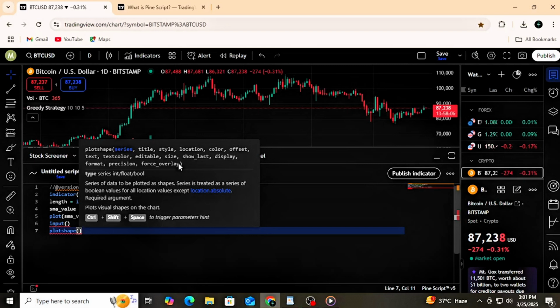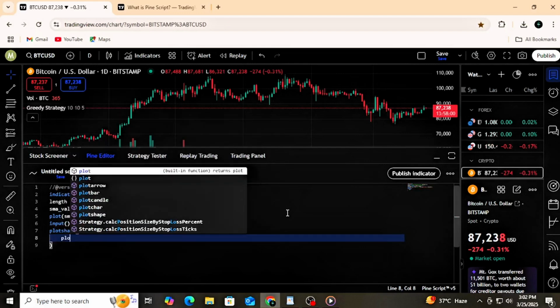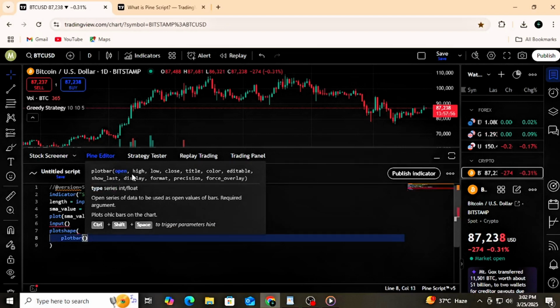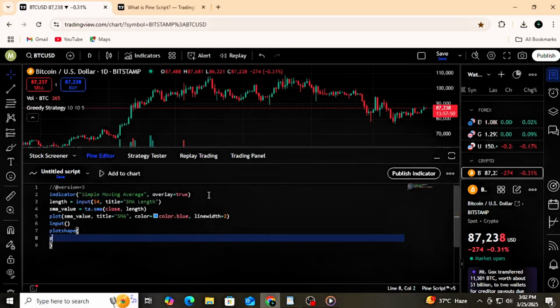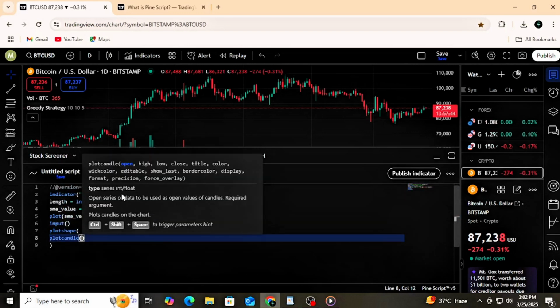In addition to plot shape, PineScript also provides the plot bar and plot candle functions. The plot bar function enables the creation of custom bar visuals, allowing traders to modify the appearance of price bars based on unique conditions. Meanwhile, the plot candle function is useful for displaying custom candlestick patterns, making it easier to recognize specific formations such as doji, engulfing candles, or pin bars.